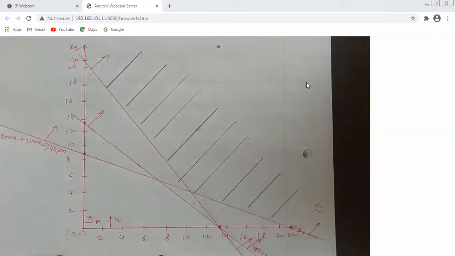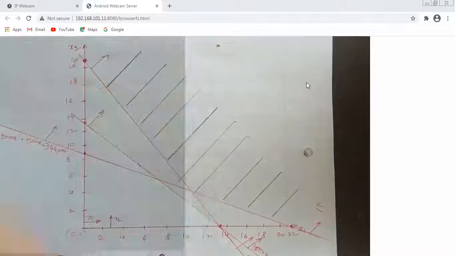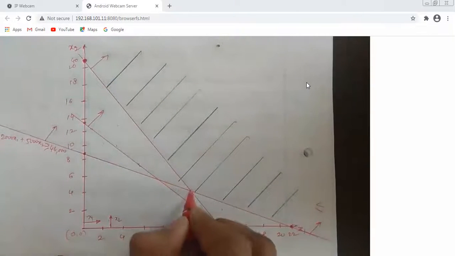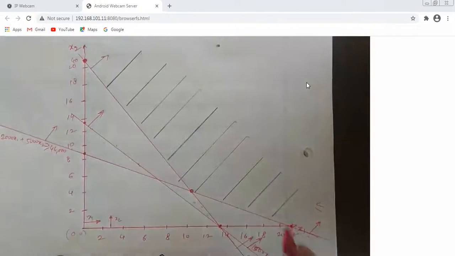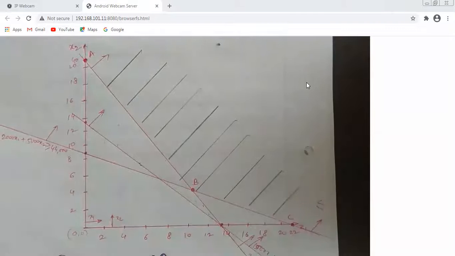ओके. सो नेक्स्ट व्हॉट वी हॅव टू डू, जो आपला कॉमन रिजन आहे त्या कॉमन रिजनच्या कॉर्नर पॉइंट्स मार्क करायचे. ओके. सो कॉमन रिजन आपला इथून स्टार्ट होतो. हा फर्स्ट कॉर्नर पॉइंट, दिस इज द सेकंड कॉर्नर पॉइंट, and this is our third corner point. And I will give the notation A, B and C. Got it? A, B, and C.